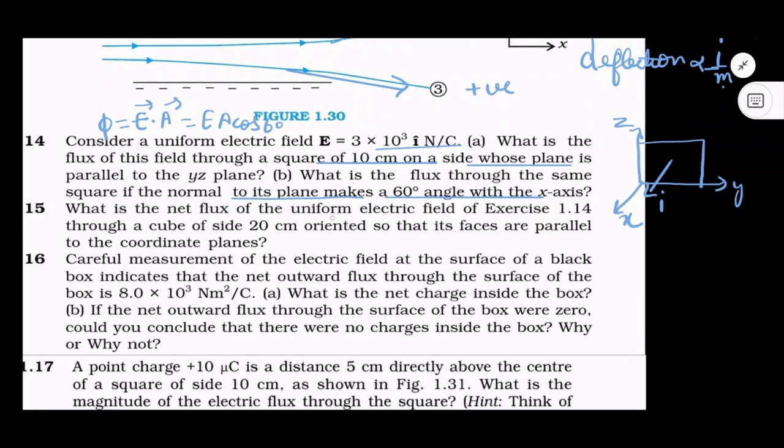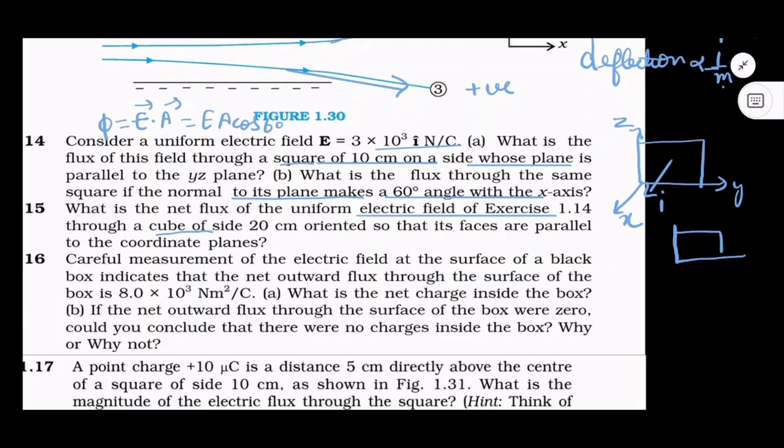Now what is the net flux of the uniform electric field of the above question through a cube of side 20 centimeter, oriented so that its faces are parallel to the coordinate axes? Now instead of a square we are given a cube, and we are asked to find the flux, and we are given the same electric field.